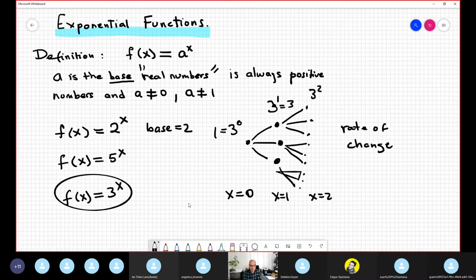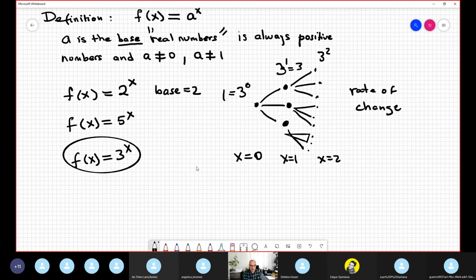Okay, so now when we have that kind of exponential in which the base is greater than 1, like 3, 5, 2, it's a growth exponential. Growth exponential.